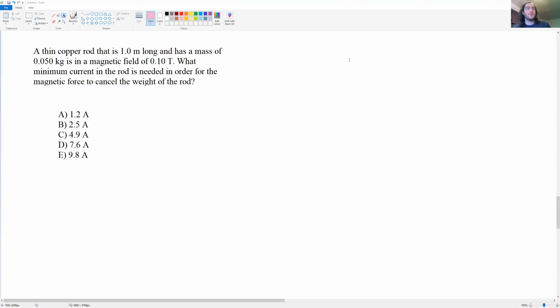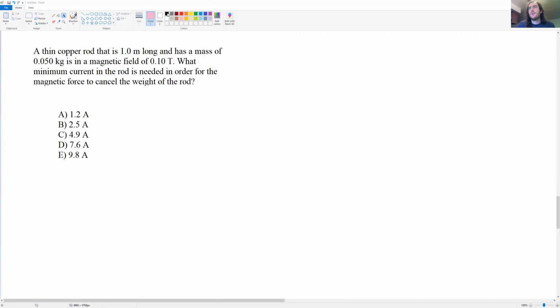We're back. So a thin copper rod, 1 meter long, mass of 0.05 kilograms in a magnetic field of 0.10 Tesla. What is the minimum current in order to cancel the weight of the rod with the magnetic force? So in the chat, on the count of 3, give your answers so everyone can see. 1, 2, 3, go. Okay, nice. A lot of agreement now. So we figured out the answer. Yeah, good. So the answer here is C.